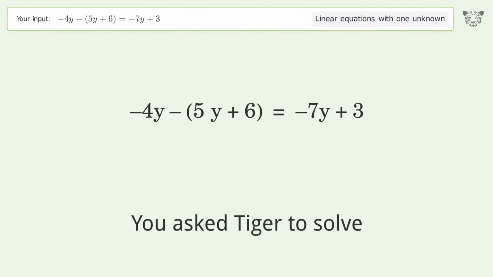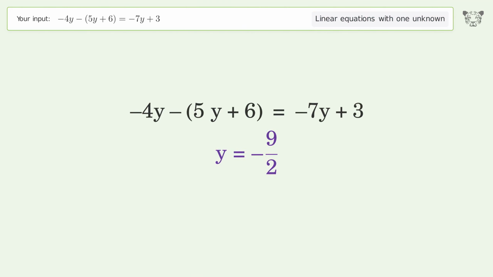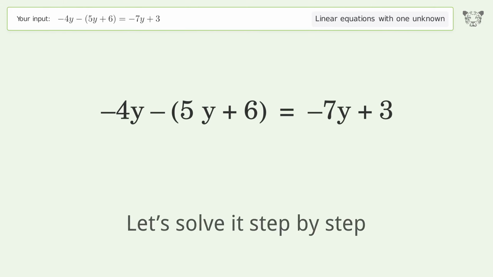You ask Tiger to solve. This deals with linear equations with one unknown. The final result is y equals -9/2. Let's solve it step by step.